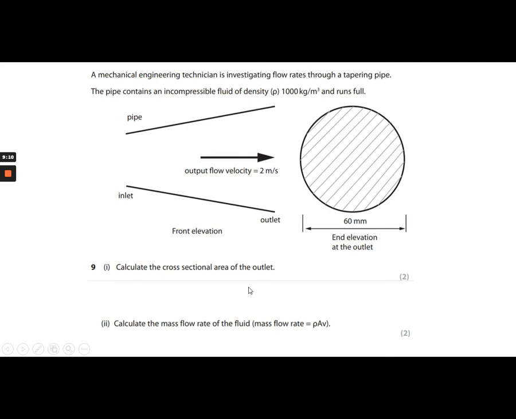Here's another tapering pipe. So the pipe will change its diameter. So they want the cross-sectional area of the outlet. As I pointed out before, it's more likely that they give you a diameter or a radius, and then you can get the cross-sectional area. So the diameter is 60 millimeters. I would straight away change the milli to times 10 to the minus 3. So it's 60 times 10 to the minus 3, divided by 2 to get the radius, 30 times 10 to the minus 3, and then pi r squared gives you the cross-sectional area.